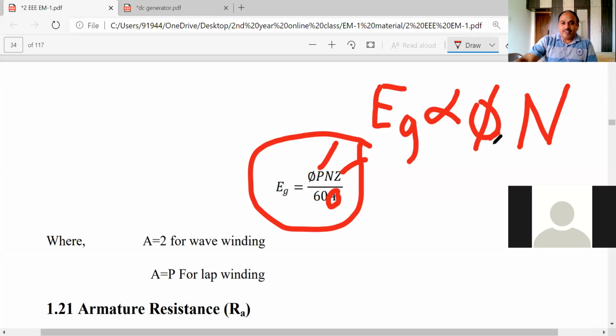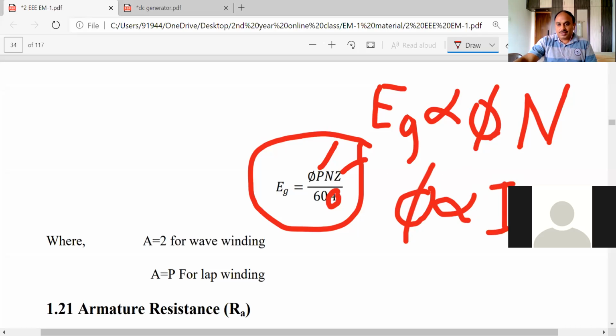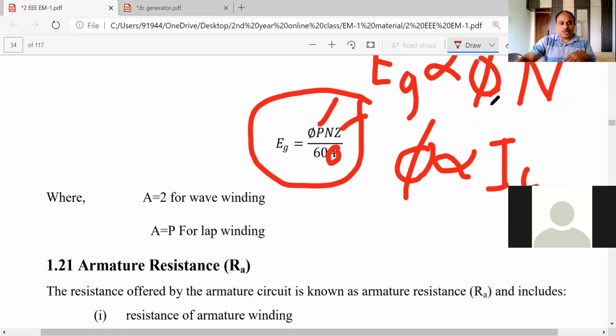We obtain flux from the DC field supply. We give DC power to the field winding, so that produces the necessary working flux. That means the flux phi is proportional to the field current. If you change the field current, the flux changes. N is the speed in RPM. If we give a constant mechanical input, N is also constant. So the generated EMF is proportional to flux.